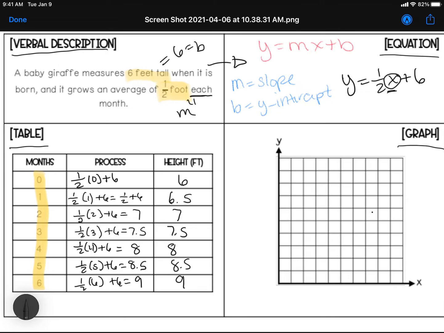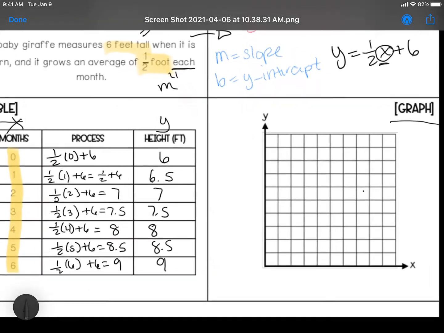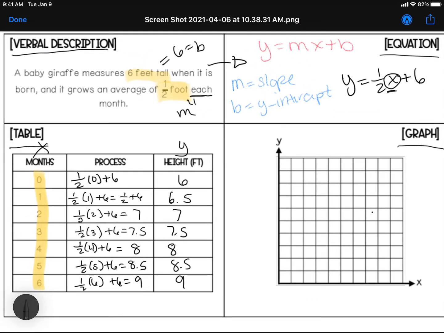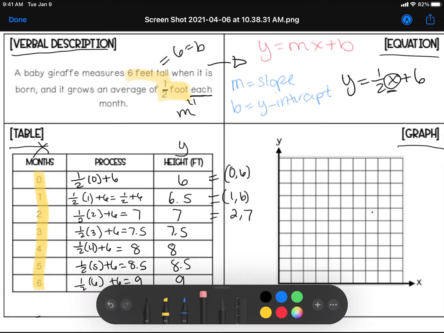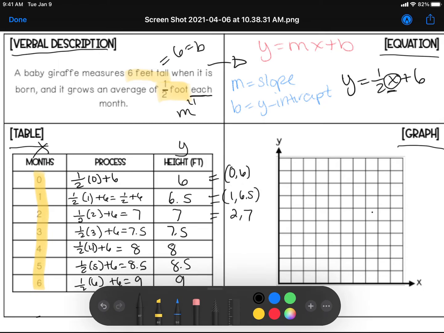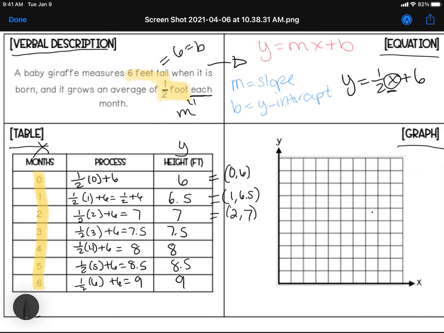All right, so now we have our ordered pairs. This is our x value, these are our y values. And now we're going to graph them. Okay, so here's our graph, and I'm going to take these points. So this one's going to be 0, 6, 1, 6... my bad, I lied. This one is 6.5, just like that. Okay? And I'm going to graph them.